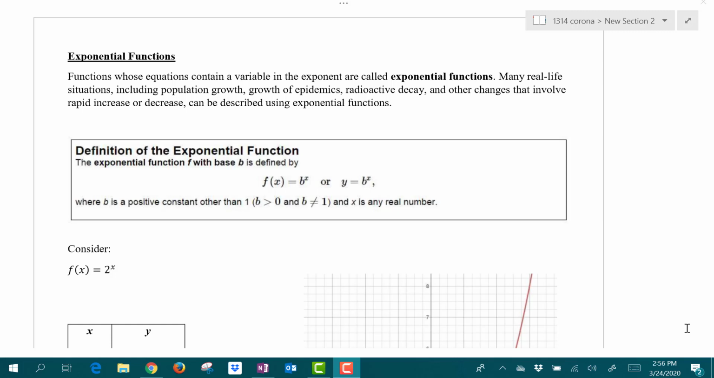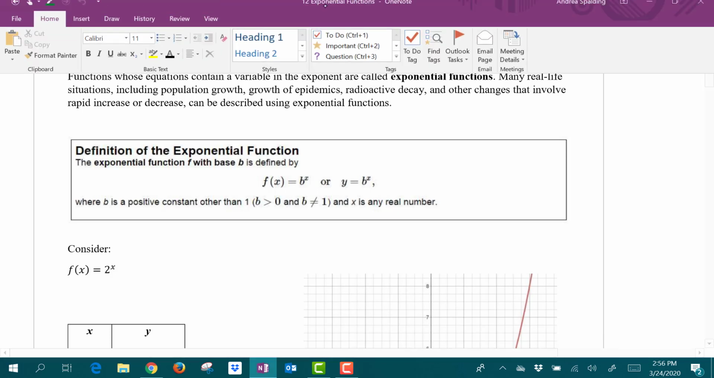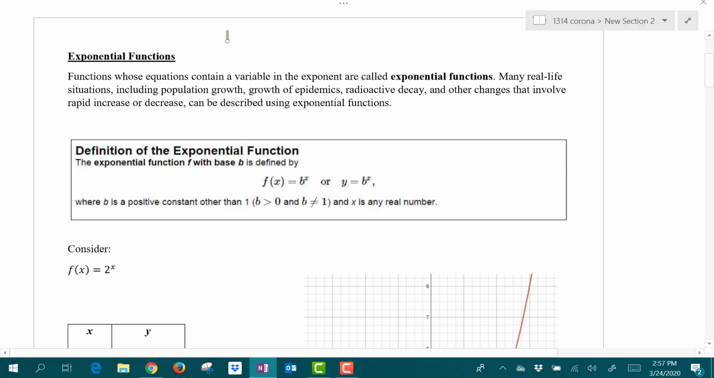In this video, we're going to talk about something called exponential functions. Exponential functions are functions whose equations contain a variable in the exponent. So when you look at this function down here, f of x equals 2 to the x power, this is called an exponential function because the variable that we'll be plugging into in place of x is the exponent.